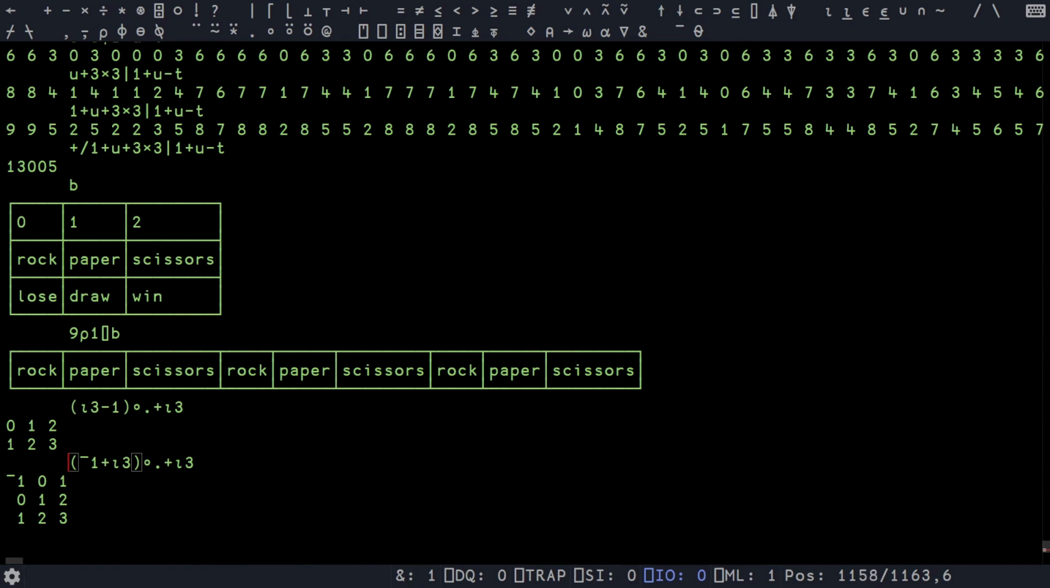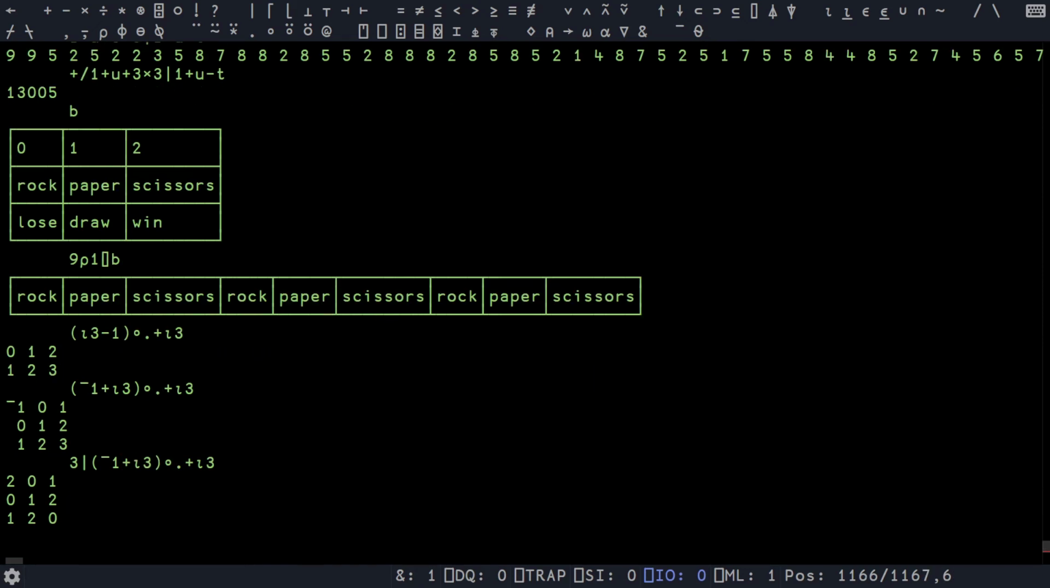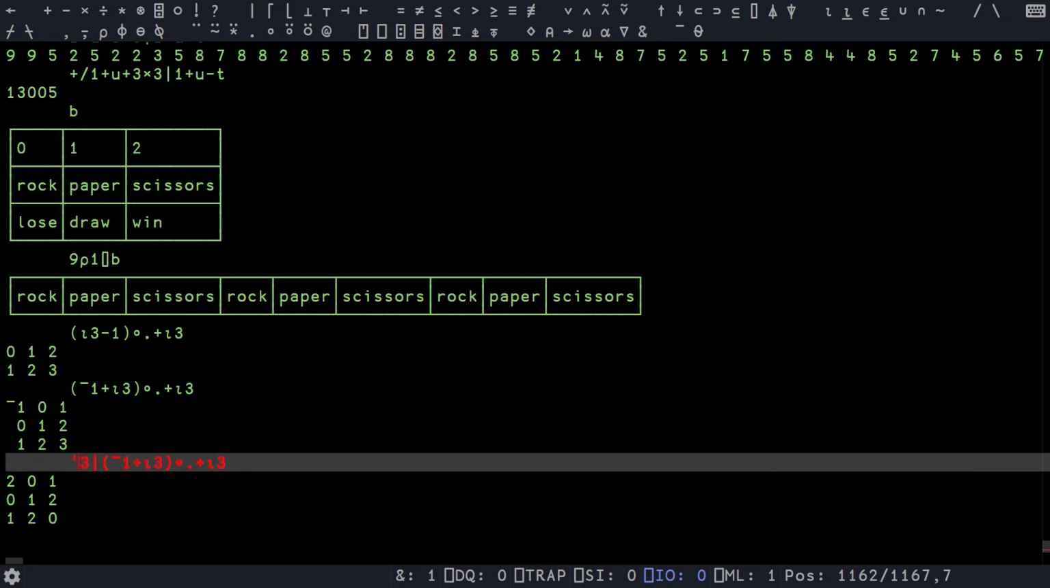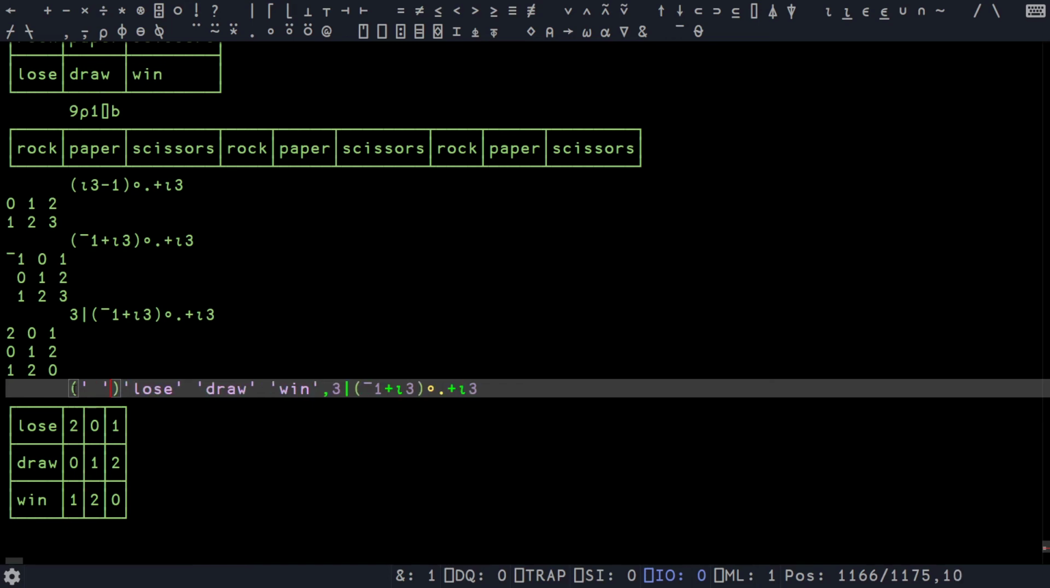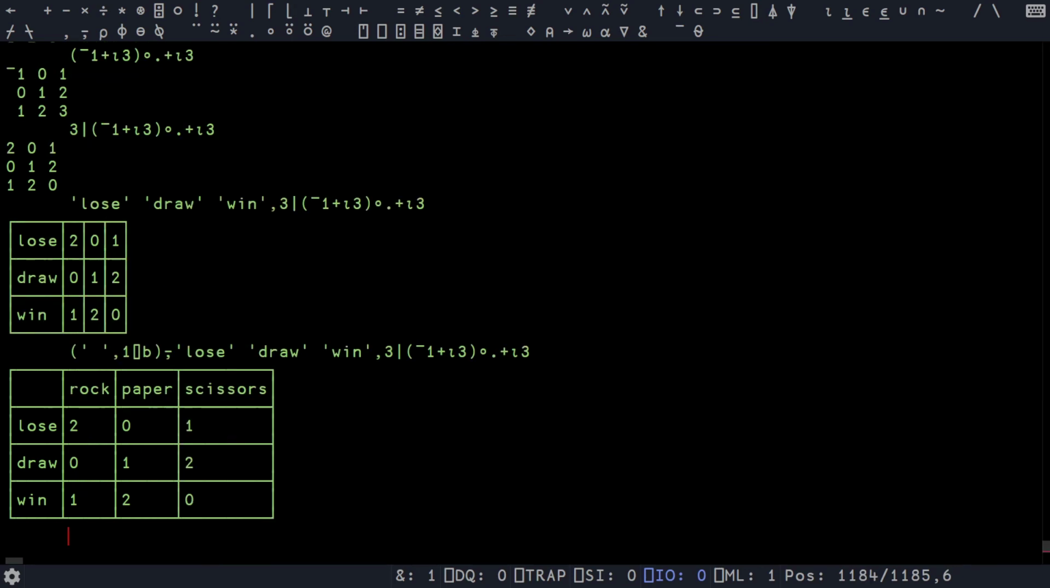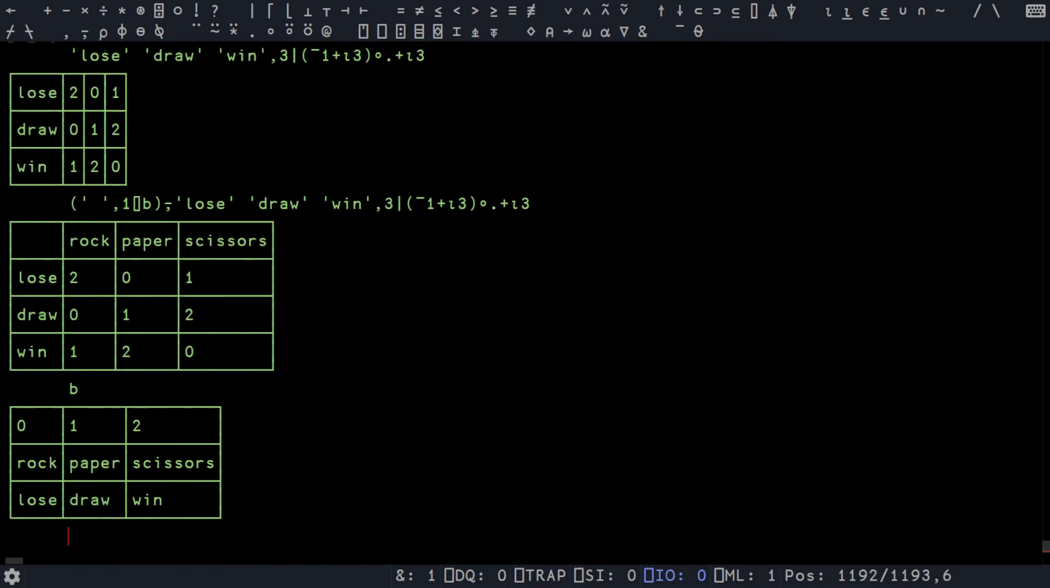So we get this, then if we do 3 mod, we get this, and then we can do, it's going to be lose, draw, win in the left side. And then on the top, we'll have 1, index B, counting first, like so. Okay, and we'll have our table here.